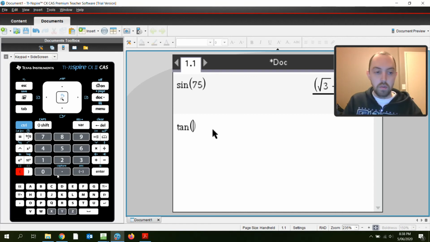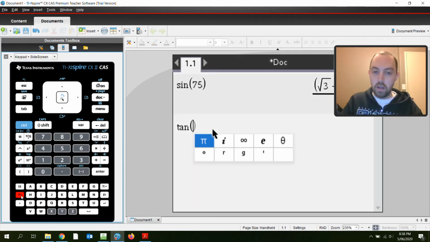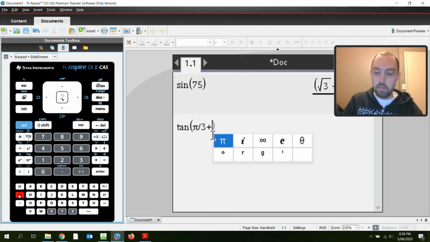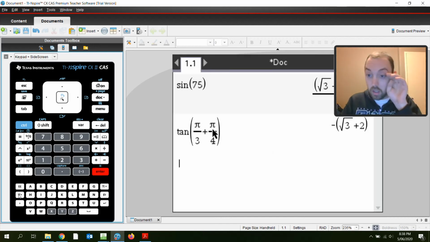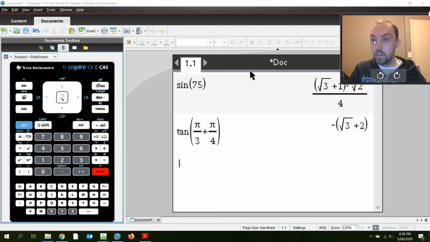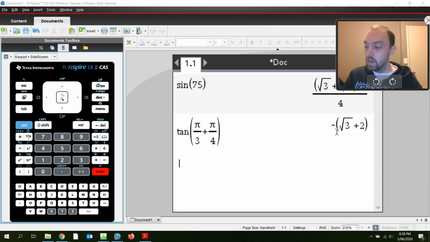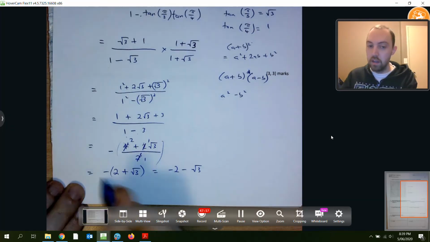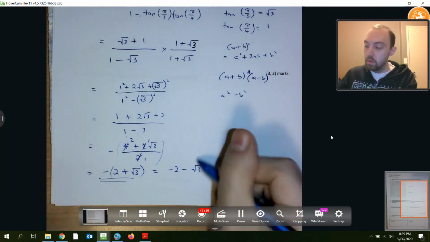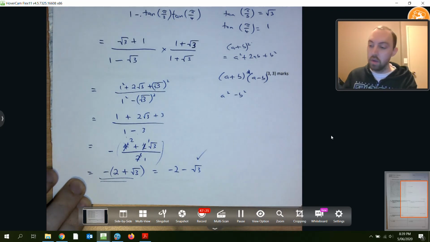10 of pi on 3 plus pi on 4, close bracket. Same situation here. Negative root 3, negative 2. Okay, if you were to expand that bracket negative onto both of them, or what we had here. Cool. So that's definitely correct.